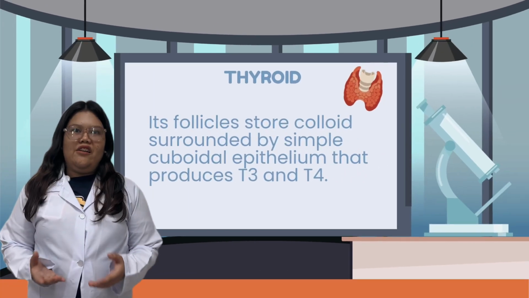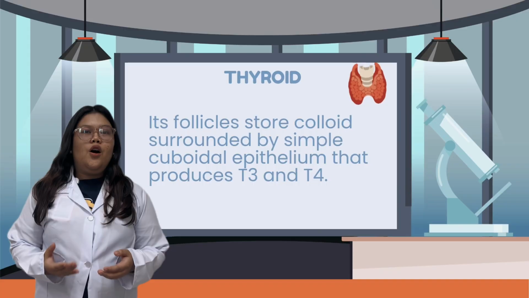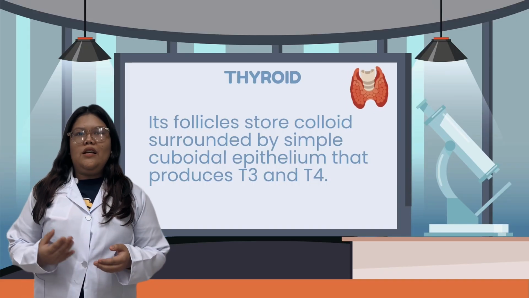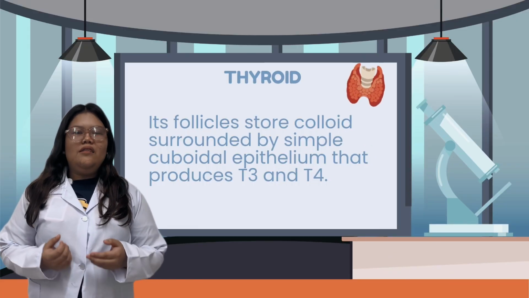Then proceed to the thyroid gland. Its follicles store colloid surrounded by simple cuboidal epithelium that produces T3 and T4.